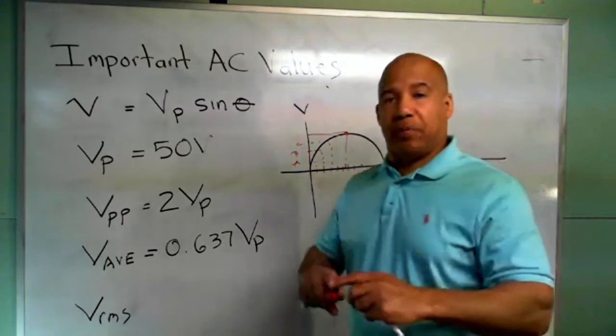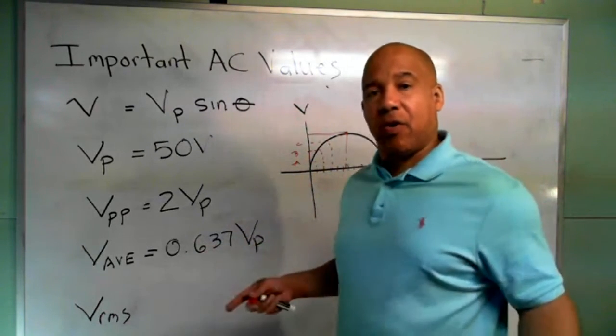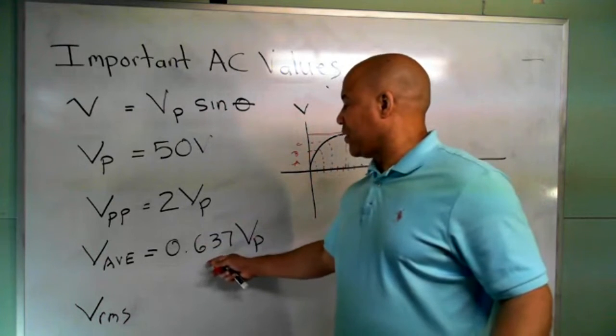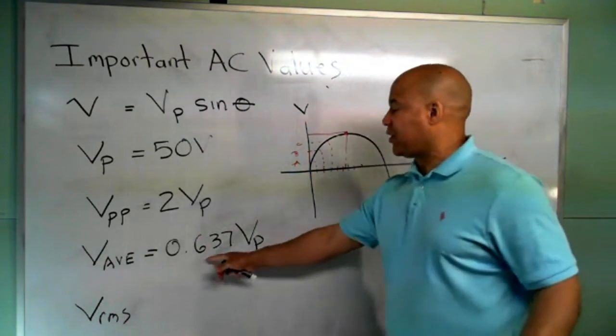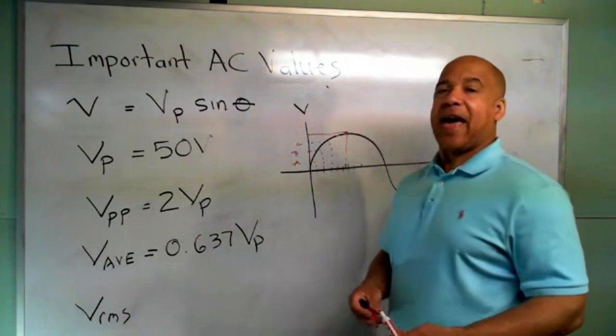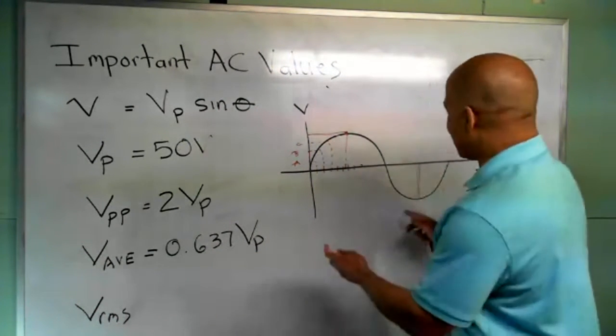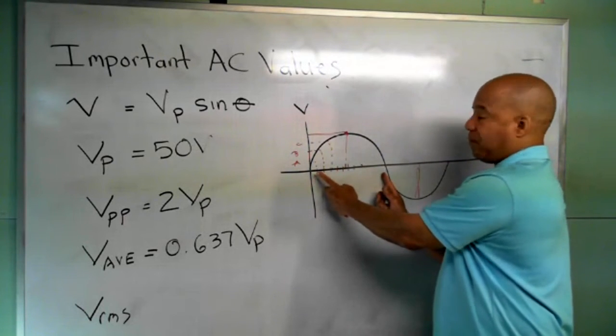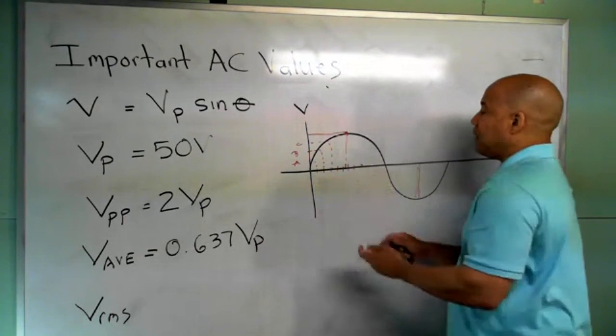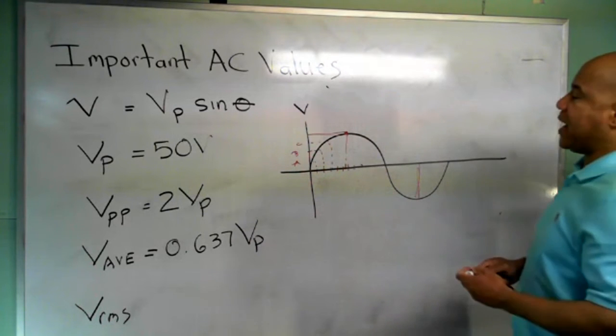The average of a complete cycle of a sine wave is 0. So that's kind of useless if I take the average of a whole sine wave. So when we do the average using this equation, that's always the half cycle average. It's not the average of a full sine wave. It's the average of half cycle from 0 to 180. And that gives me the average value.